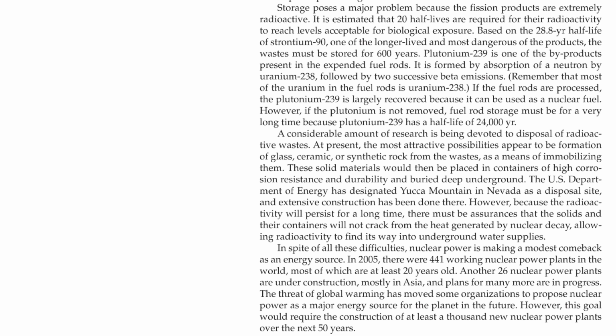Plutonium-239 is one of the byproducts present in the expended fuel rods. It's formed by absorption of a neutron by uranium-238, followed by two successive beta emissions. Remember that most of the uranium in the fuel rods is uranium-238. If the fuel rods are processed, the plutonium-239 is largely removed because it can be used as a nuclear fuel. However, if the plutonium is not removed, fuel rod storage must be for a very long time because plutonium-239 has a half-life of 24,000 years.